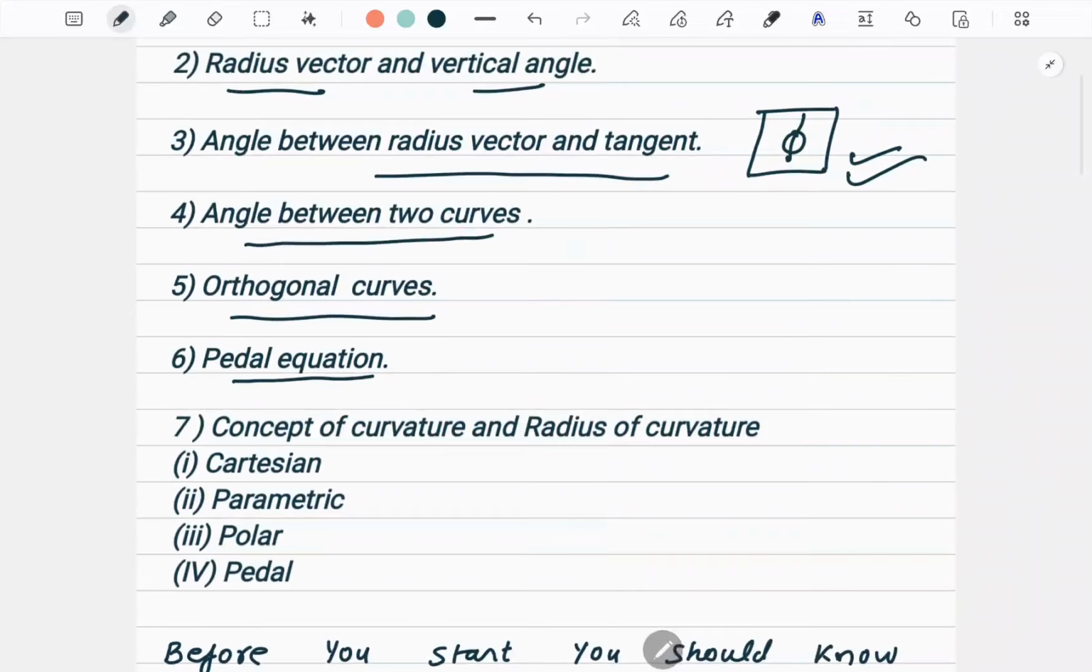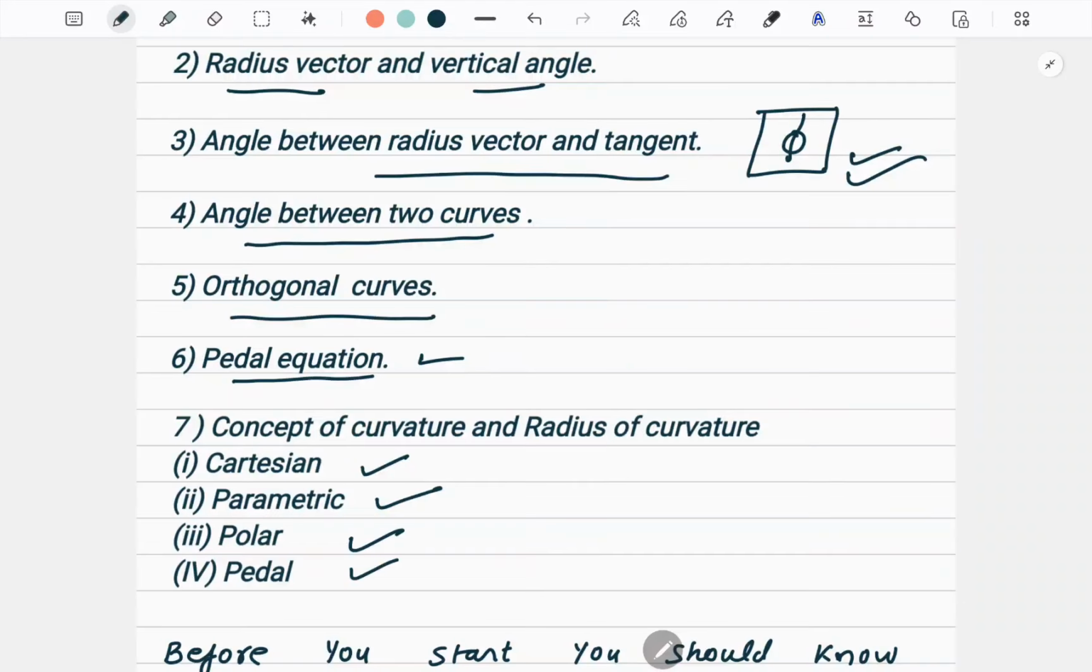Okay, then the second part of this playlist will be the concept of curvature and radius of curvature. In this also we will have 4 categories: Cartesian form, parametric form, polar form and pedal form. So Cartesian and parametric you have already done, polar now we will learn, and then pedal also we will learn in the 6th point. Right?